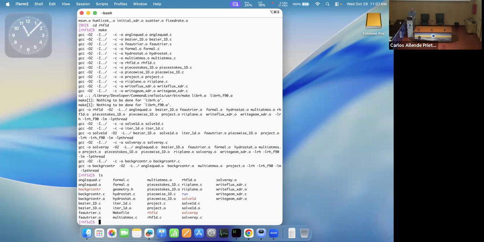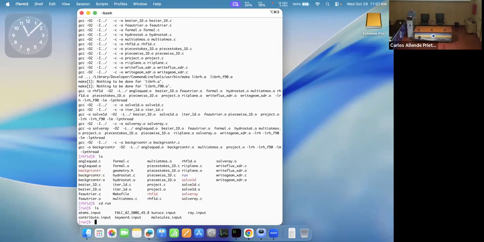There's also a routine that allows you to write the individual background opacity contributions to a file that you then can read. But that's not documented anywhere. So if we go to the run directory, we should be able to run the code.